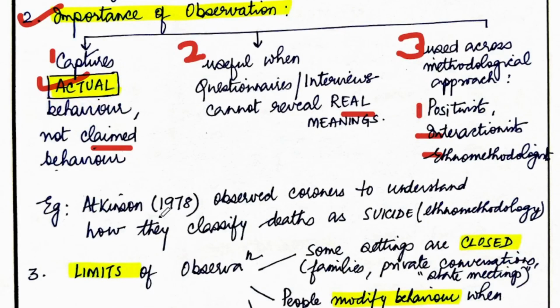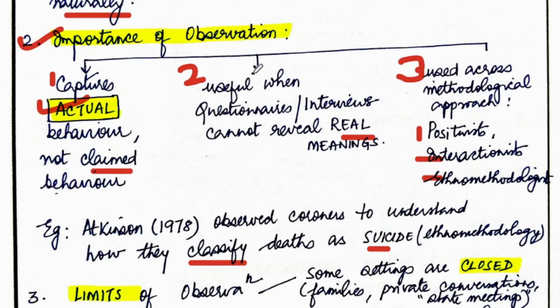A classic example of this is by Atkinson in 1978, who observed coroners to understand how they classify death as suicide. Through observation, he uncovered the practical reasoning and decision making processes that coroners rarely express explicitly. So, observation not only reveals what people do, but also helps us understand how and why they do it, the meaning behind it. However, like any other tool, observation also has its limitations, which we are going to see next.